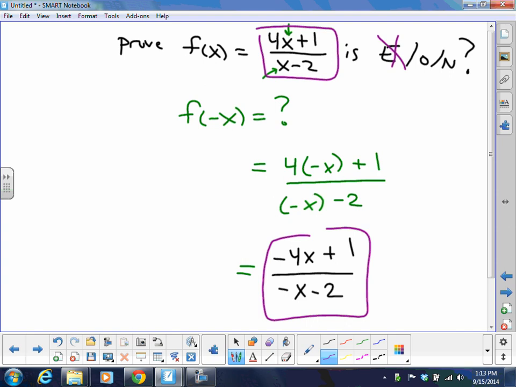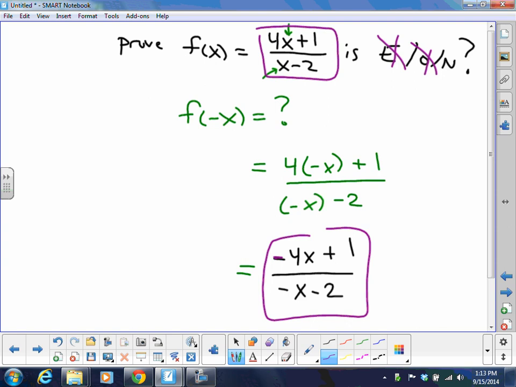Is it the exact opposite of what we started with? Is every single sign the opposite of what we started with? No, it's not. We have a negative 4x, but then we have a plus 1, so it's not the exact opposite either. So this thing actually has neither symmetry. It's just some random point.